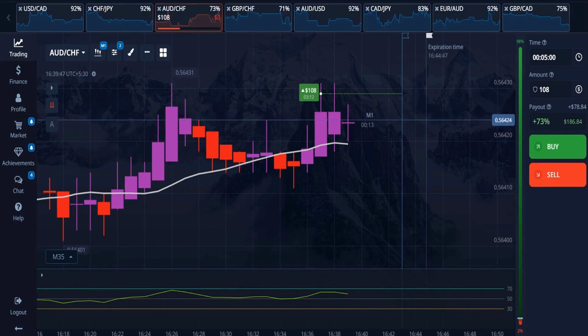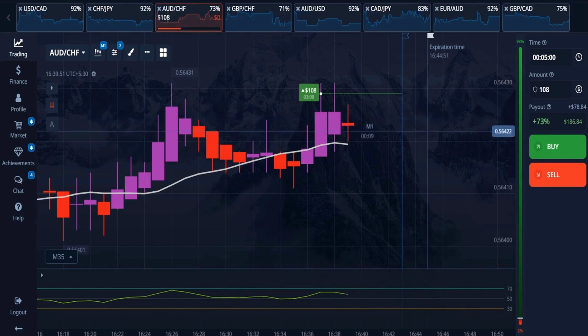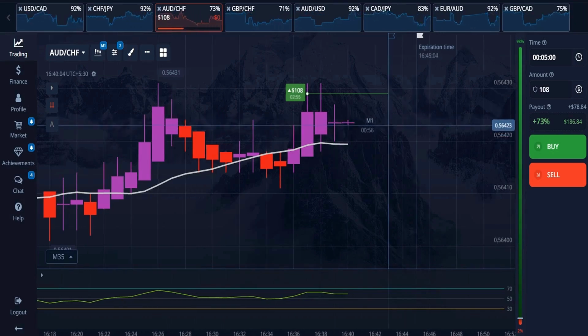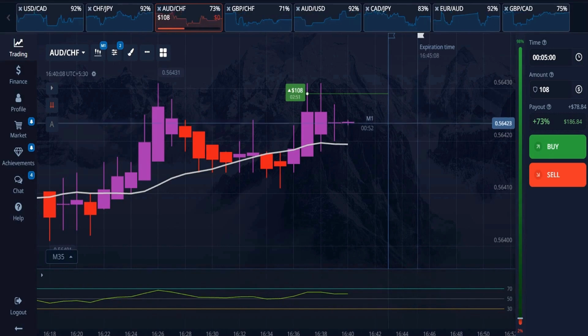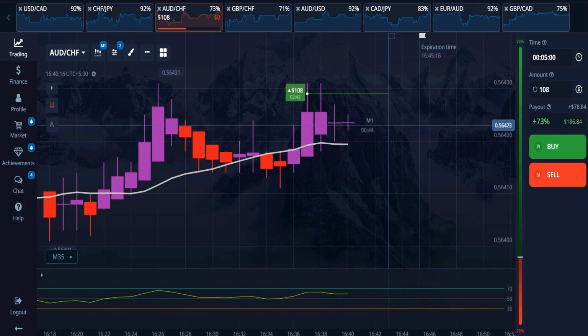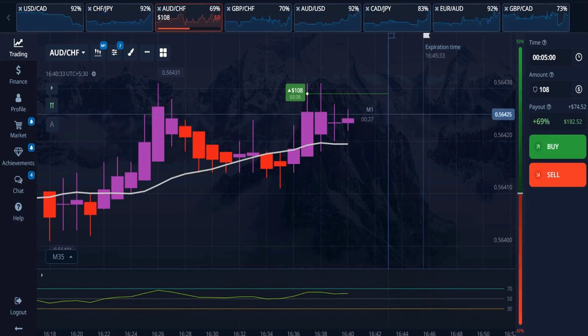Heikin Ashi is a special type of candlestick chart that smooths price movements and reduces market noise, making it easier to spot trends. Instead of showing every price fluctuation, Heikin Ashi helps us identify strong bullish and bearish trends. But to improve accuracy, we're combining it with simple moving average, which helps track the overall market trend. RSI confirms momentum and trend strength.